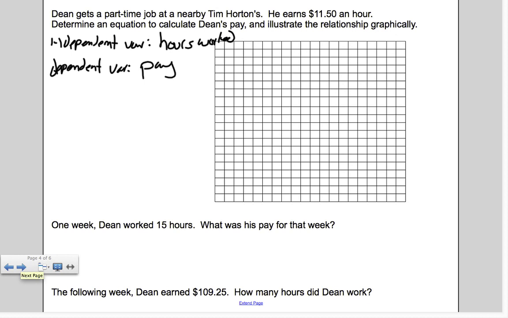So we usually go like this. Dependent variable P, the pay, that's equal to something that our independent variable is going to affect, right? But what is that relationship? How can we classify that relationship? How do we determine his pay? How do we determine Dean's pay? I know he does. Anybody else?